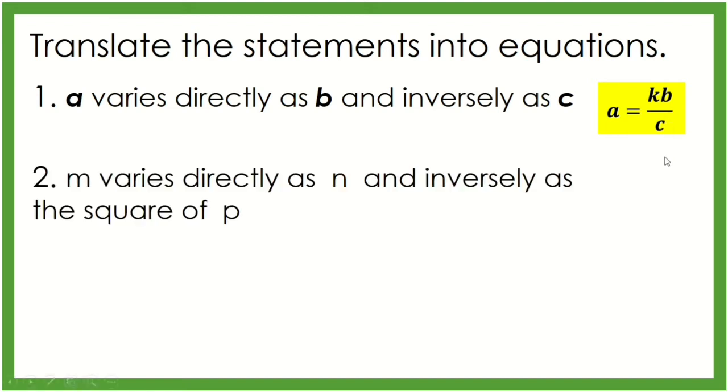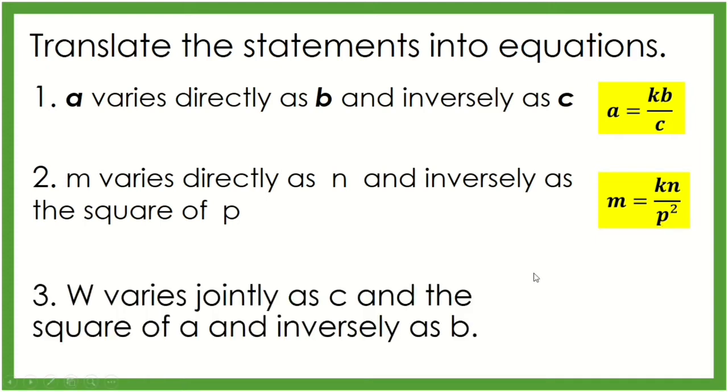For number 2, M varies directly as N and inversely as the square of P. This is translated as M equals K times N all over P square. M is the first variable, varies directly as N, so we have K times N. And inversely as the square of P. So we have P square.